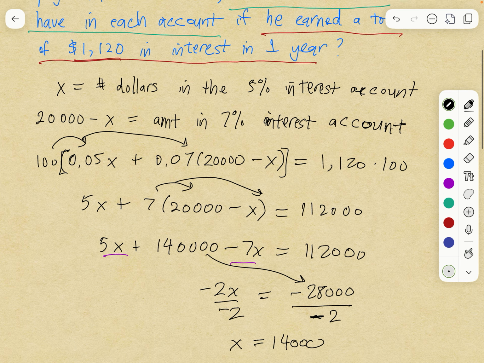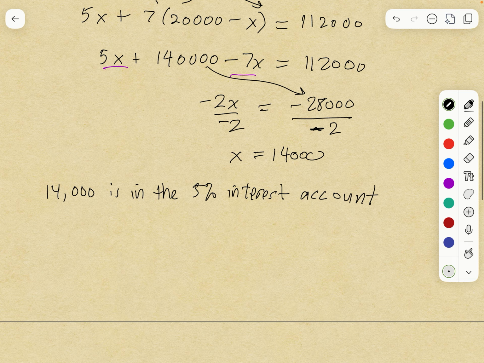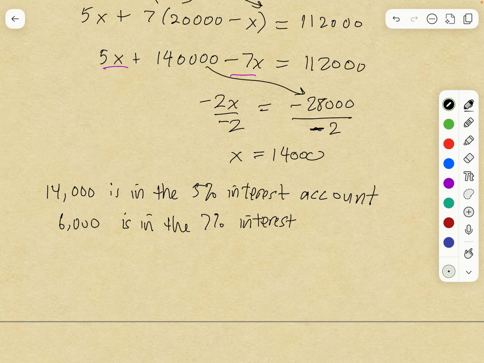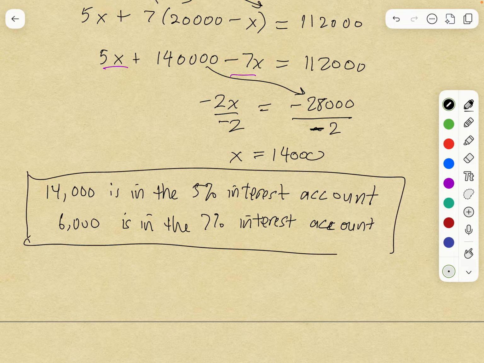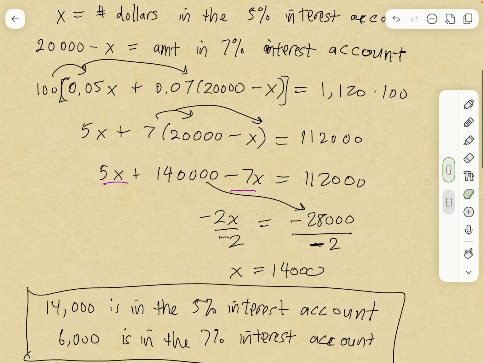And then how much is in the 7%? Well, his total investment was 20,000. So that means that 20,000 minus 14,000, which is 6,000, is in the 7% interest account. And you can check that this is correct. If you have 14,000 and 6,000, it adds up to 20,000, which checks. And if you take 5% of 14,000 and add 7% of 6,000, you will get 1,120. So you know for sure that this is the correct answer.